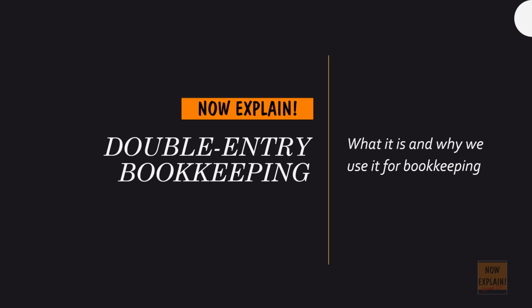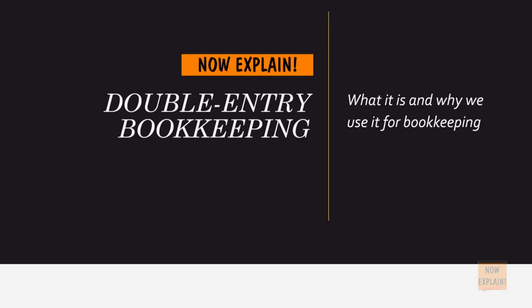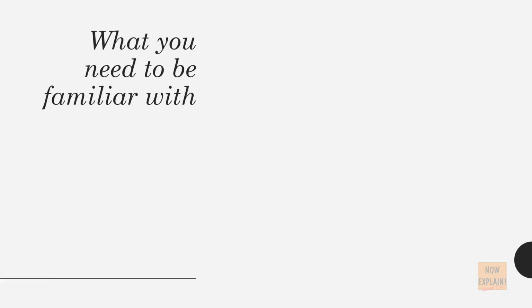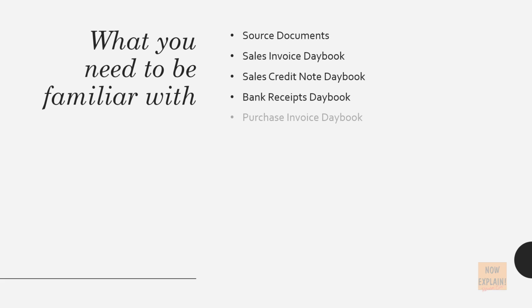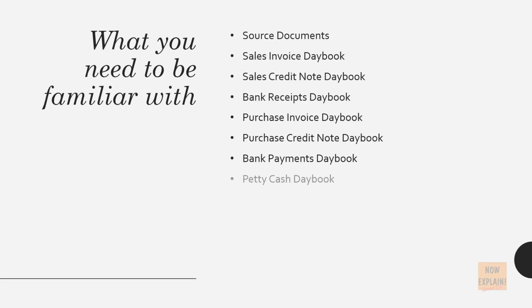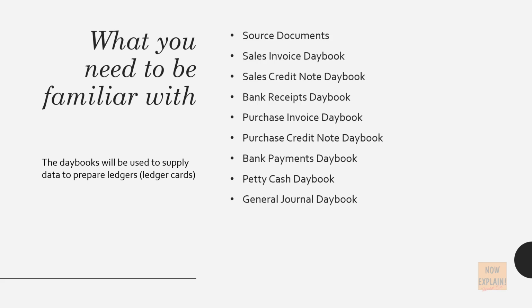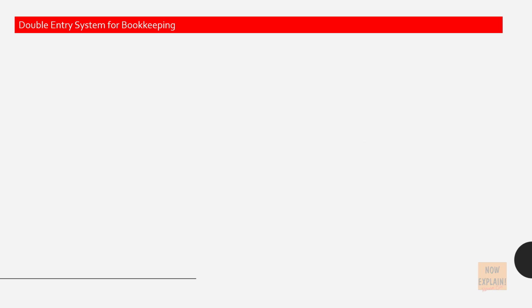Double entry bookkeeping: what it is and why we use it for bookkeeping. What you need to be familiar with: source documents, day books, sales, bank, purchases, petty cash daybook, the general journal daybook. These daybooks will be used to supply data to prepare ledgers. And other terminology you should understand are debits and credits, ledgers. So, the double entry system for bookkeeping.